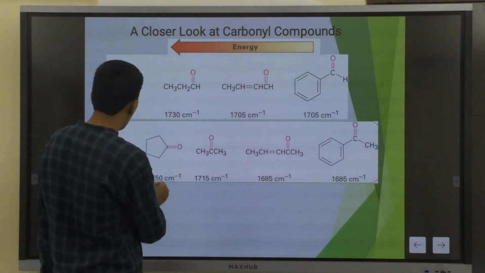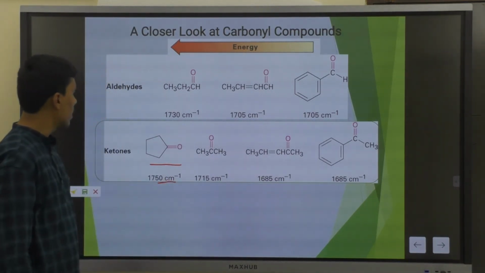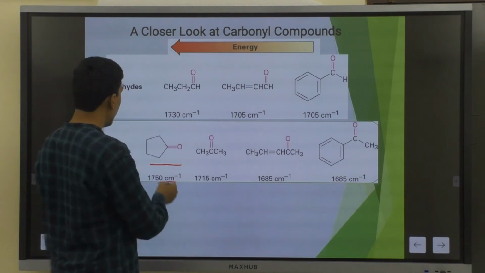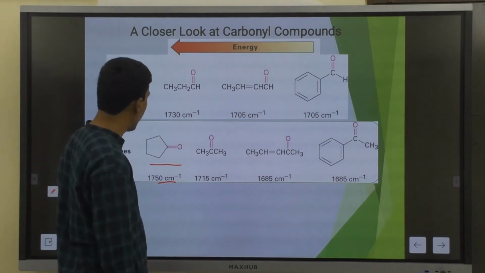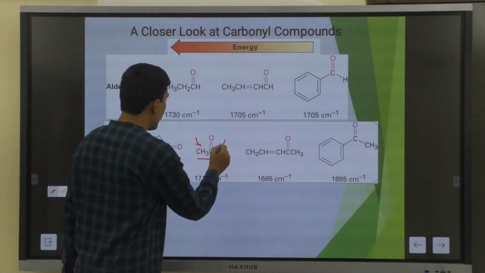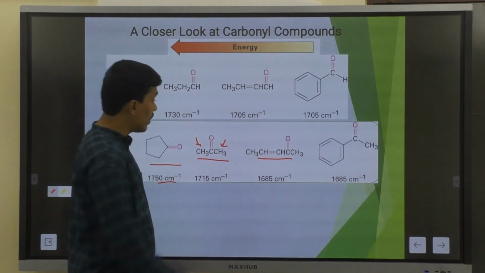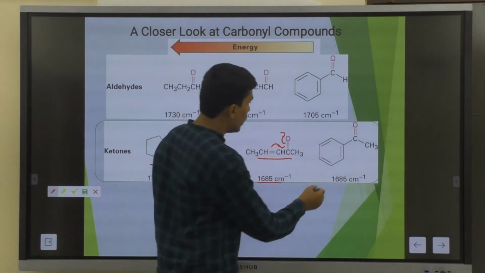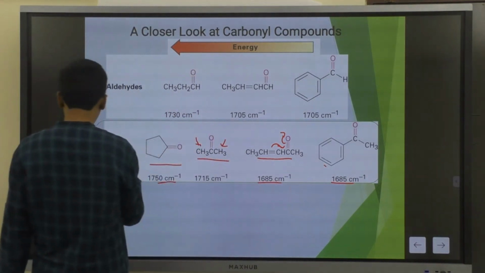And if you take ketones, pentanone is around 1750 cm⁻¹. Other things you can see: from cyclohexanone to cyclopropanone, the value is increased due to ring strain. For cyclopentanone it is 1750 cm⁻¹, whereas for acetone it is 1715 cm⁻¹, due to the inductive effect of both CH3 groups. If it is an alpha-beta unsaturated ketone, the value is again decreased to 1685 cm⁻¹. Whereas for quinone, the value is around 1680 or 1685 cm⁻¹ due to resonance.